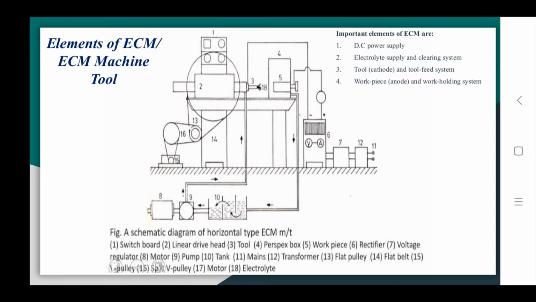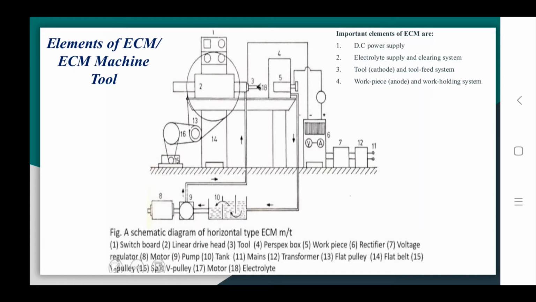First is the DC power supply. Then second one is the electrolyte supply and cleaning system. Then third one is the tool, that is the cathode, and tool feed system. This is the third element or component, and the fourth one is the workpiece and work holding system. So these are four elements of ECM machine tool. Let us discuss one by one these machine components.